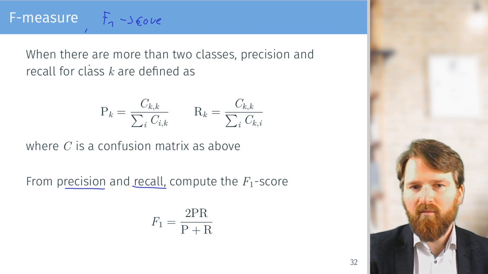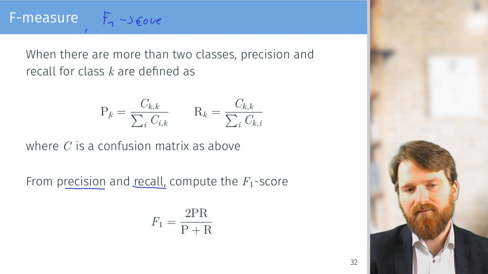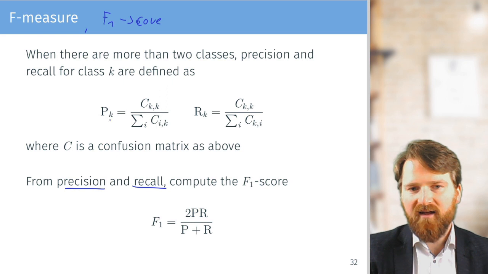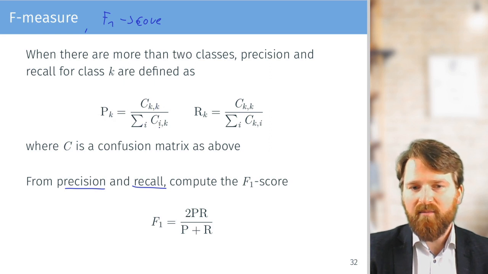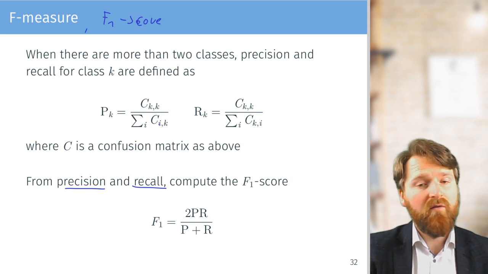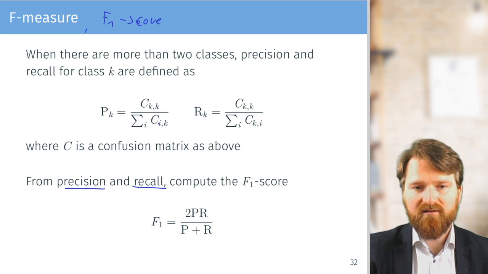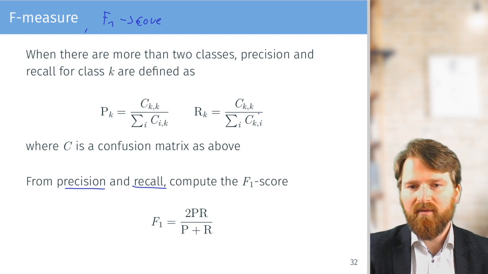So if you have more than 2 classes, then precision and recall are defined as follows. Precision for class K is the number of the matches, so this is from the diagonal. And then we are summing up precision over the row. Is that correct? Yes, I guess so. And for the recall, we are summing up over the column.